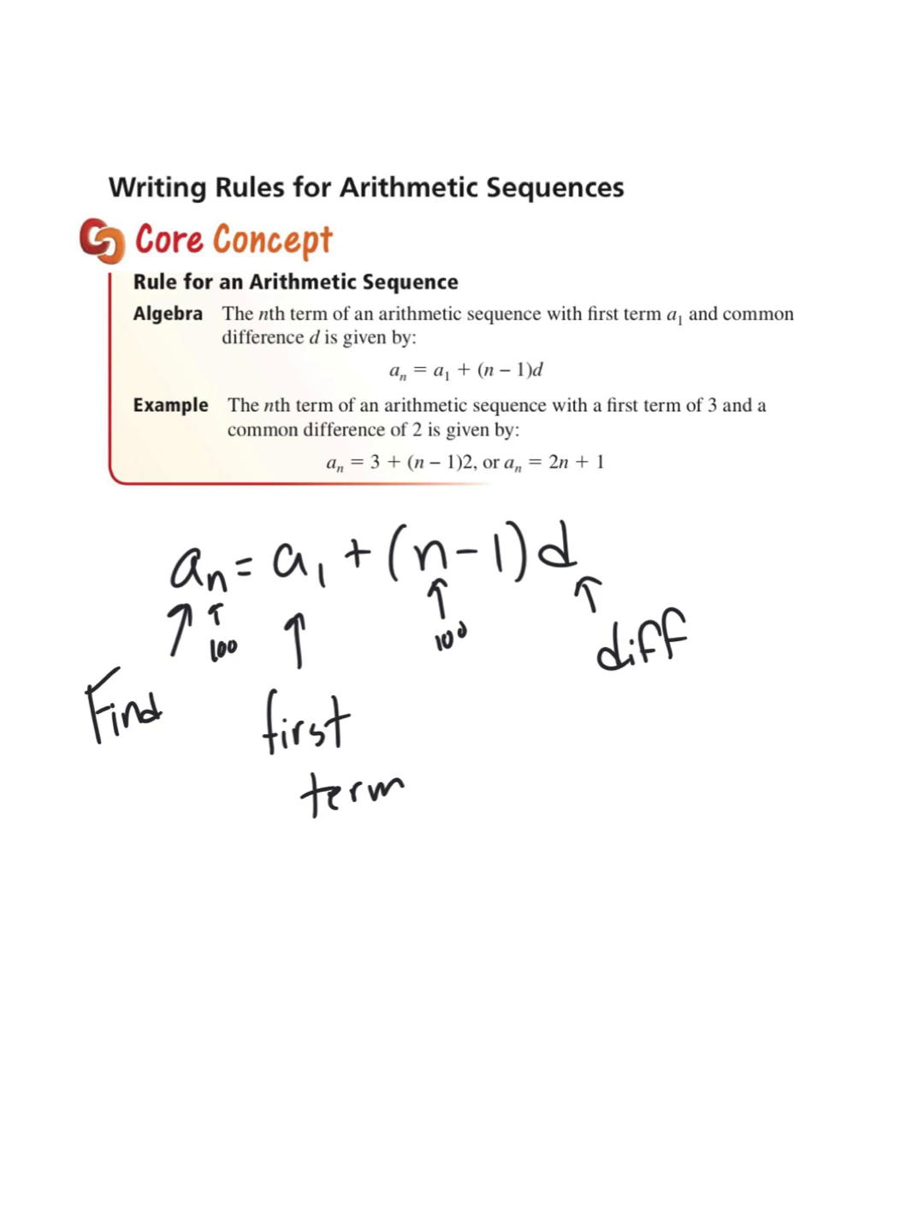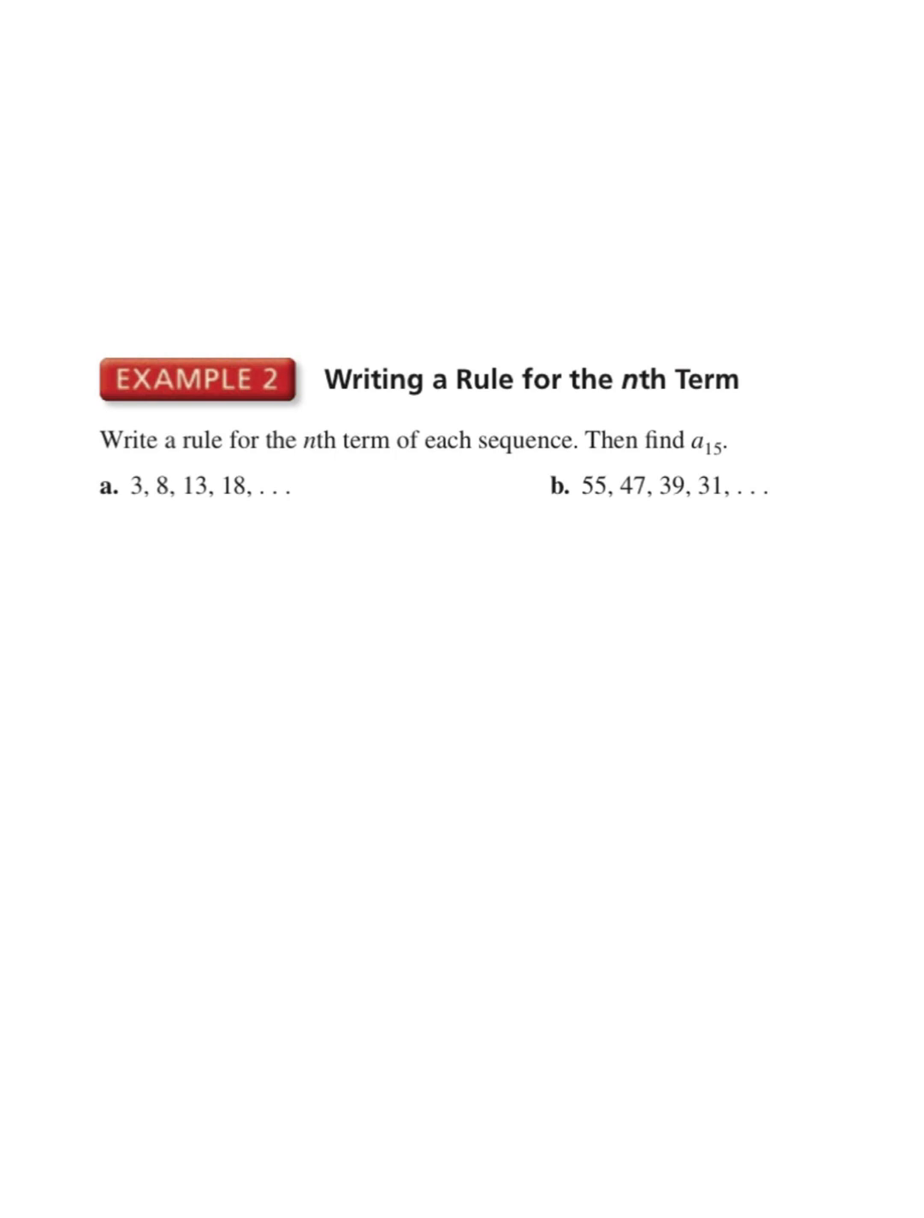Now that we have the formula, let's try to do some examples. Alright, so I'm going to write the formula up here, just so we have it in this slide. And let's find the difference of number 8 together. They want us to write the rule for the nth term of each sequence, then find the 15th term. So from 3 to 5, it's plus 5. So this is an arithmetic sequence.